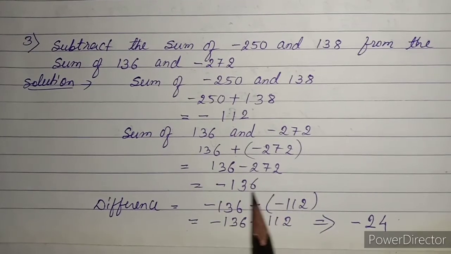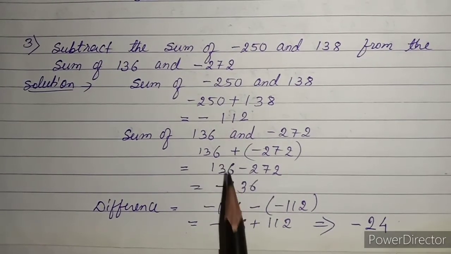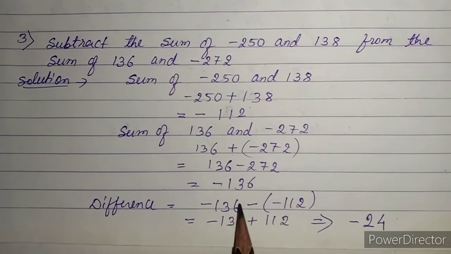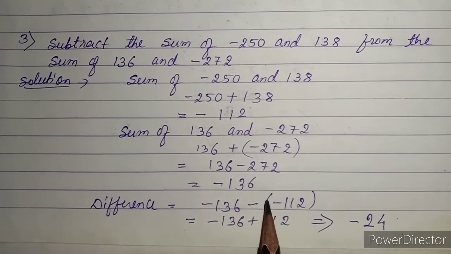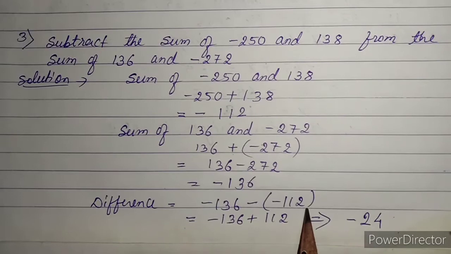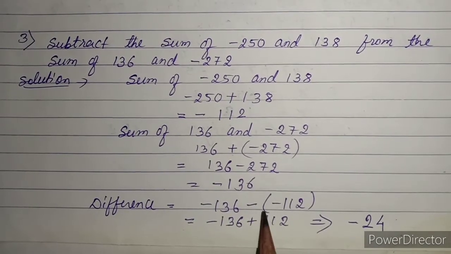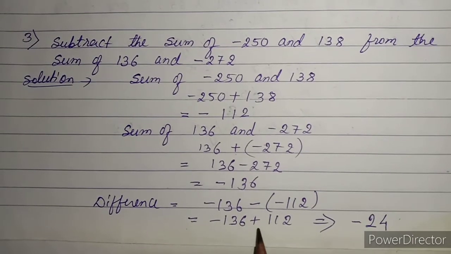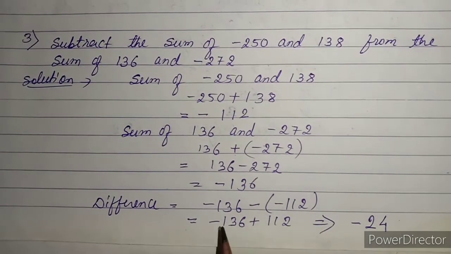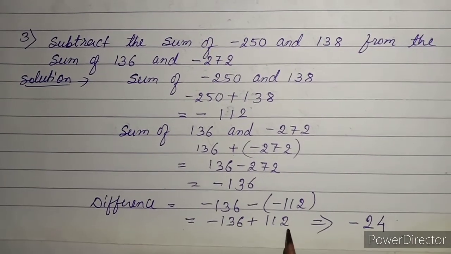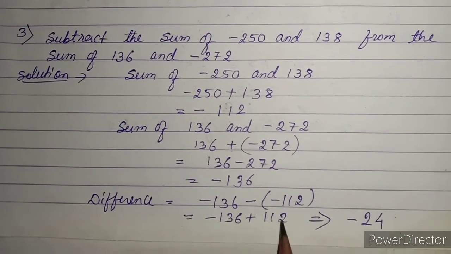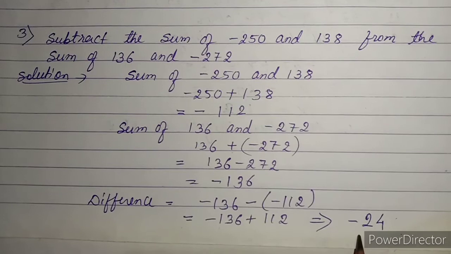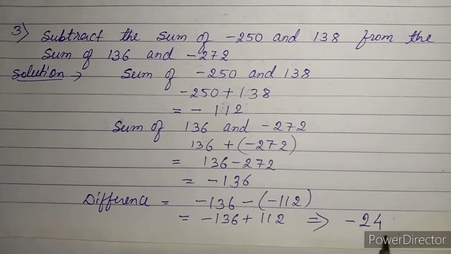Now from this sum you have to subtract this sum. So first you write this sum, minus 136, and minus, then within bracket minus 112. Now when you remove the bracket, minus into minus is plus. So minus 136 plus 112. One is negative, one is positive, so you subtract and give the sign of the greater one. So minus 24 is the answer here.